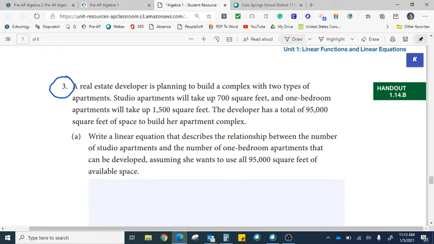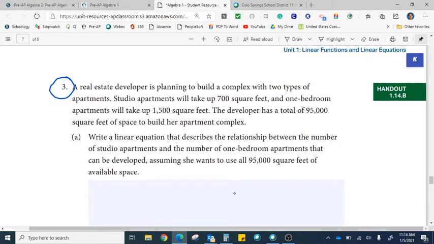Let's read this. So remember, ax plus by equals c. That's what we're talking about. We have to be able to put it into this form. The two variables are x and y. We can call them whatever we want to call them. So let's read the problem.